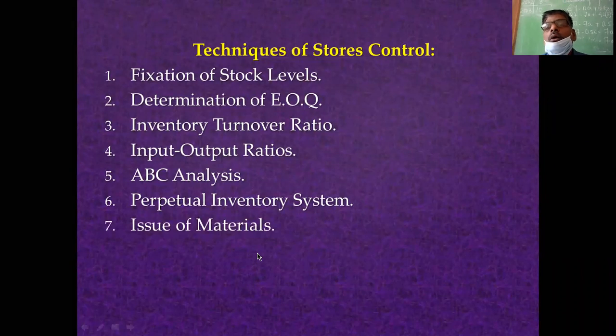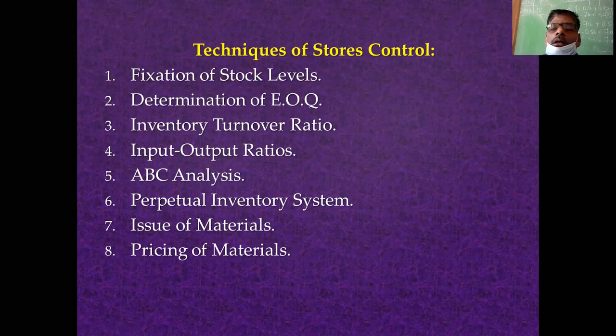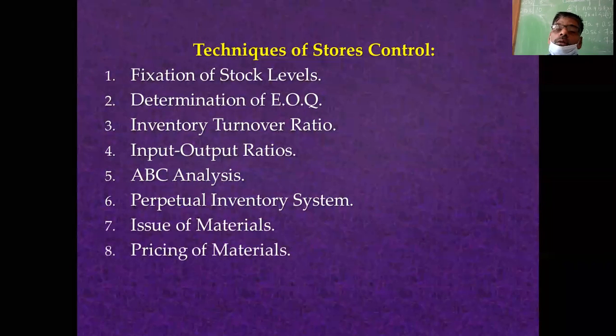Then issue of material. How to issue the material to the production department? That depends upon the nature of the raw material, requirement of the production department, and availability of material. There are so many points we have to consider. Then pricing the material. How to price? Already I calculated the issue rate. In that rate we have to issue, but there are so many methods of issuing the material to the production department. We will see this.